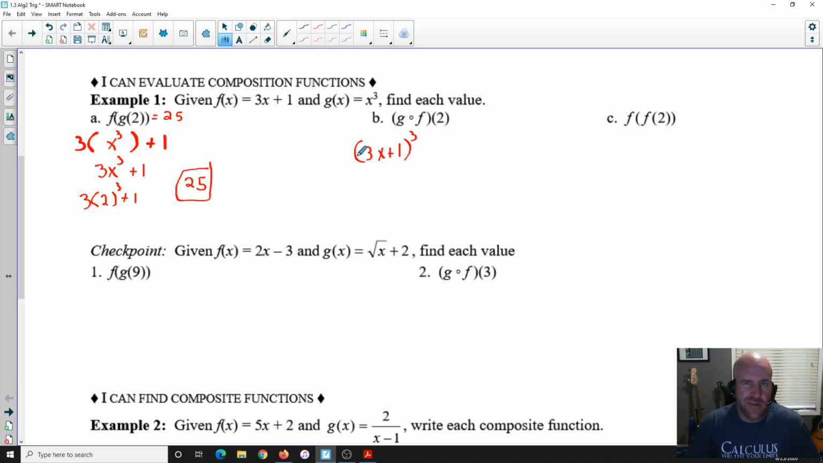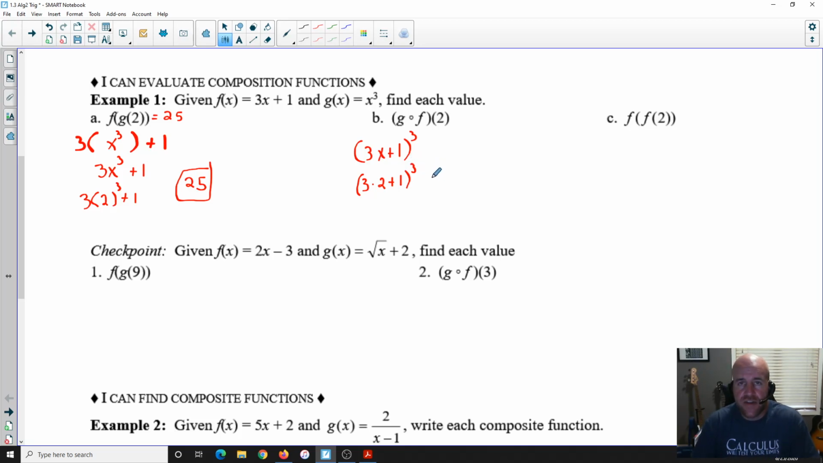So we could multiply this out, 3x plus 1 times 3x plus 1 times 3x plus 1, but we don't need to do that because we are evaluating. Now, if we wanted just the function, we would want to multiply it out. But I'm just evaluating 2 in for x, so we can just go ahead and replace the x with 2. And we could have done that in the first step too. Once you get comfortable, you can go ahead and do that. So now we just evaluate. 3 times 2 is 6, plus 1 is 7, and then cube that.